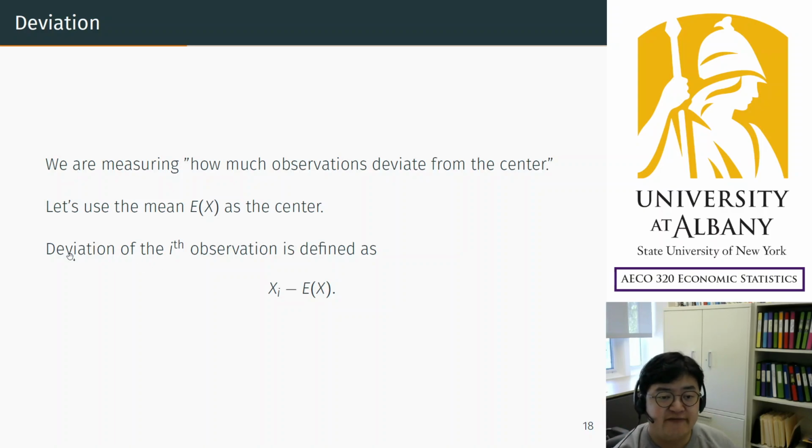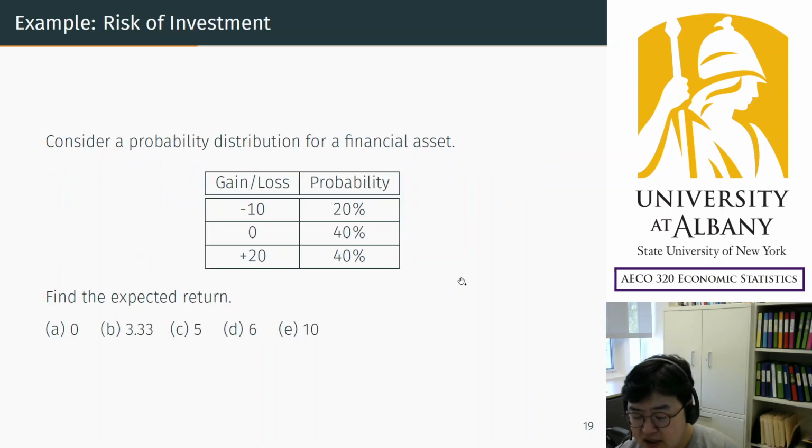We are going to define deviation of an observation in this way. Just observation minus the mean. That is the difference. That's the distance, right? How far the difference between observation and the mean. That is the deviation. So let's now think about another example. We will simplify our investment example.